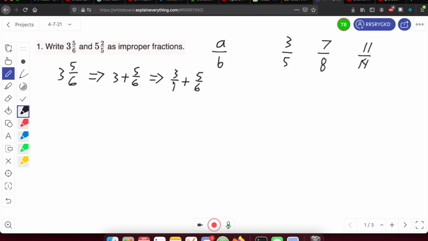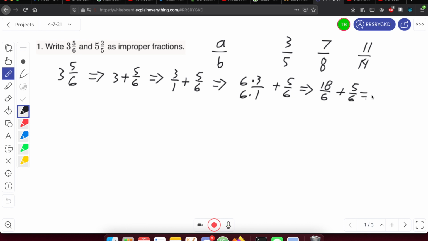Now, in order to get this into a form where we can add these two numbers, we need to get a common denominator, right? Since this has a value of 1, we can simply multiply the top and the bottom of this by 6 to get 6 times 3 over 6 times 1 plus 5 over 6. Now when we multiply these, we're just going to multiply across. So this gives us 3 times 6 is 18 over 6 plus 5 over 6.